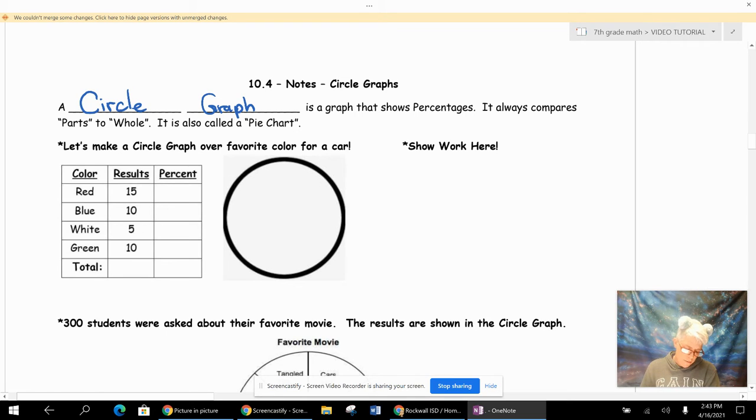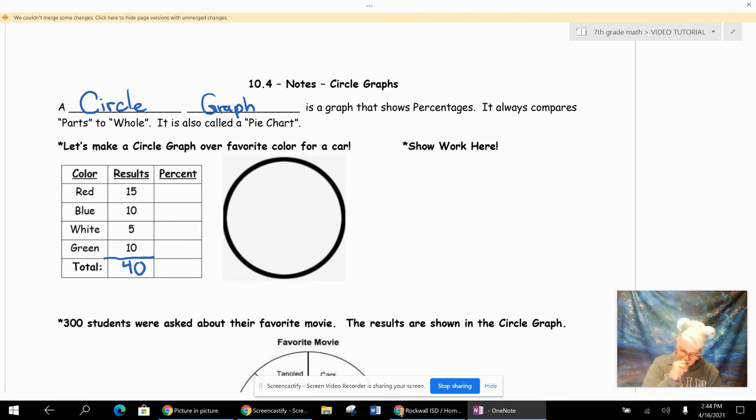So we have here a graph about favorite colors of cars. And as you know, in order for me to figure out any kind of percentages, I need to know the total number to begin with. So if I add all of this up right here, my total is 40. So now I'm going to figure out my percentages for each one of these.